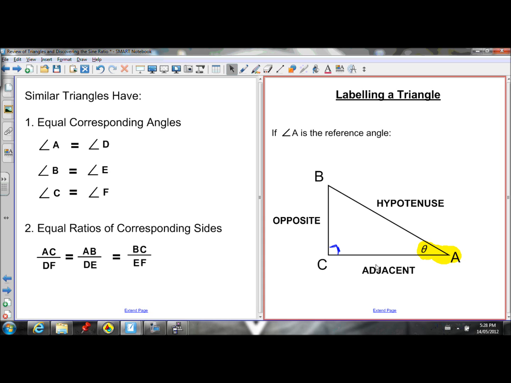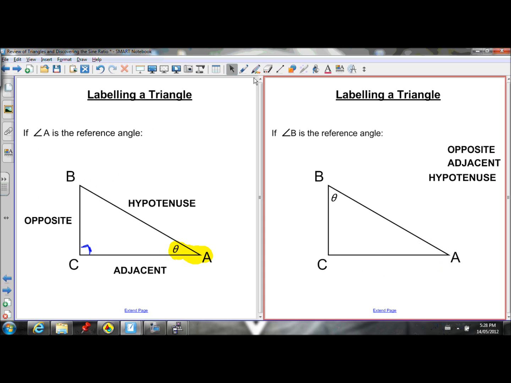Now, what if our reference angle changes? What if our reference angle is now B? Our hypotenuse doesn't change. Our hypotenuse is always across from the right angle. So if this is our right angle here, our hypotenuse doesn't change. It's always right opposite to the right angle, and it's always the longest side.